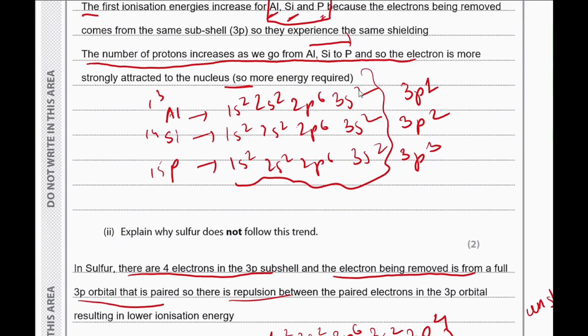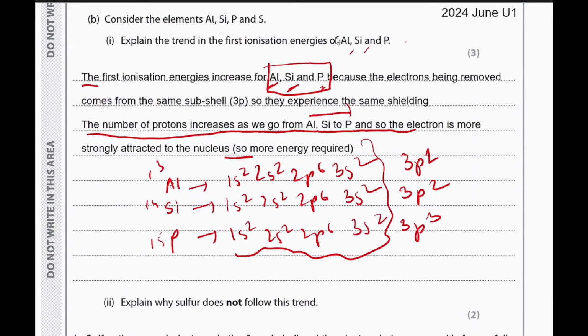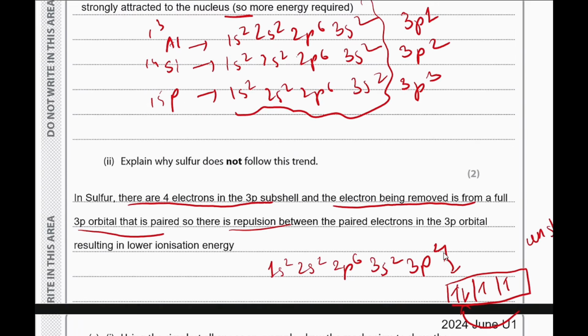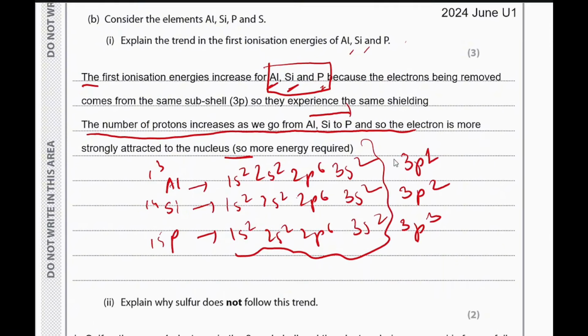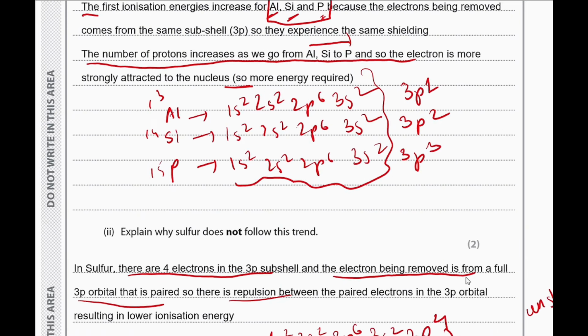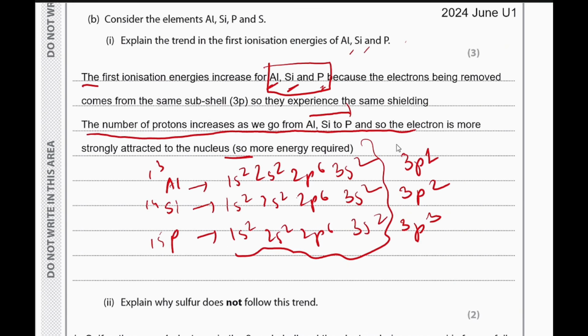So that is why sulfur is basically an anomaly when you follow the trend period-wise from aluminium and silicon to phosphorus. And that is the reason why sulfur has a lower ionization energy compared to phosphorus, although it was supposed to have a higher ionization energy than phosphorus, but it does not.